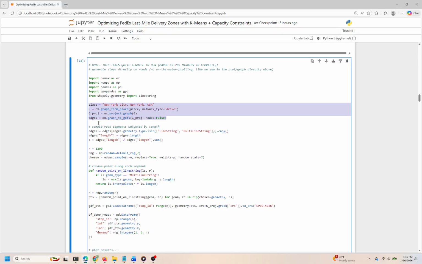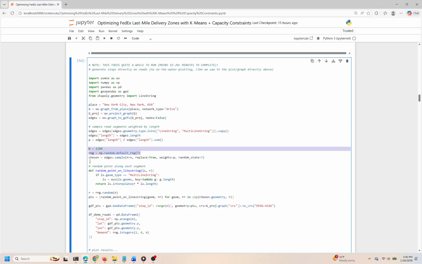Here, we filter the edges to focus solely on line geometries, which represent the actual roads, and we calculate their lengths. This measurement is crucial since we want to sample road segments in proportion to their length, ensuring that longer segments have a higher probability of being selected. With a total of 1,200 segments to sample, we introduce randomness to our selections using a fixed random seed to ensure reproducibility. This will ultimately allow us to create stops that are distributed fairly across the road network.